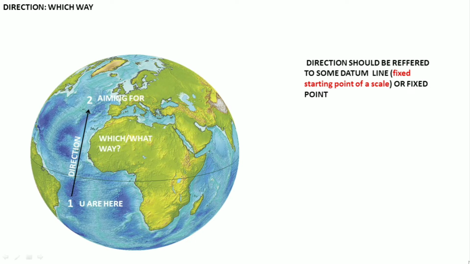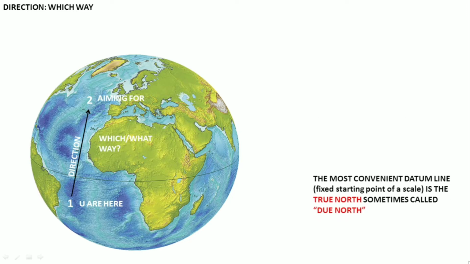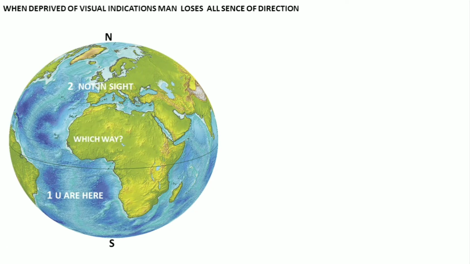can measure our directions. And we have learned of some important points like north, south, east, west, and north has been conveniently taken as the scale for measurement of our directions. North is referred to as true north or sometimes even called due north. Now, when you're deprived of any visual indication near you, you lose all your sense of direction.